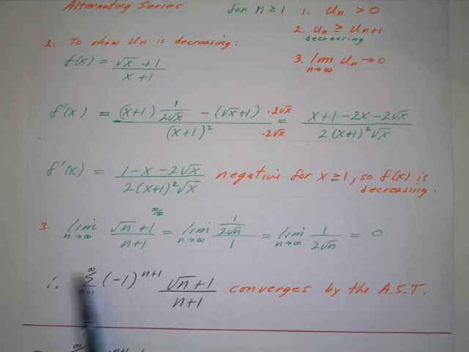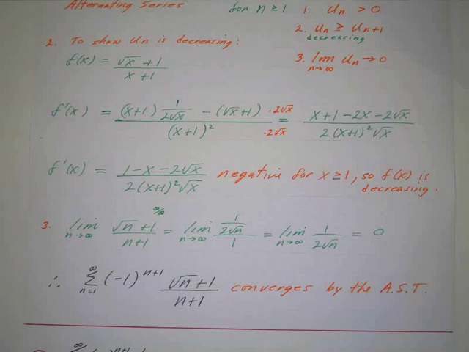So therefore, after all is said and done, on number 20, the series converges by the AST, the alternating series test, or by the Leibniz test, if you want to use that. Okay? Hope those help.